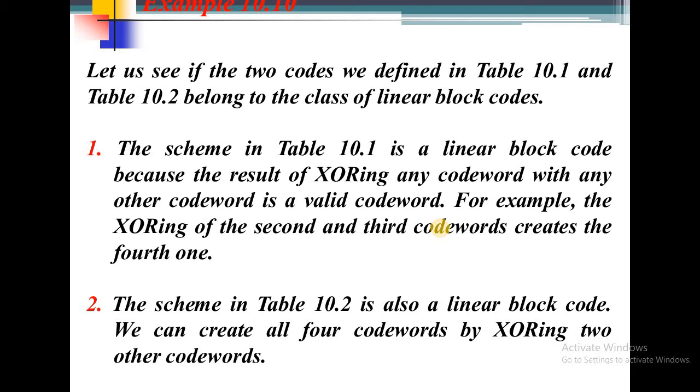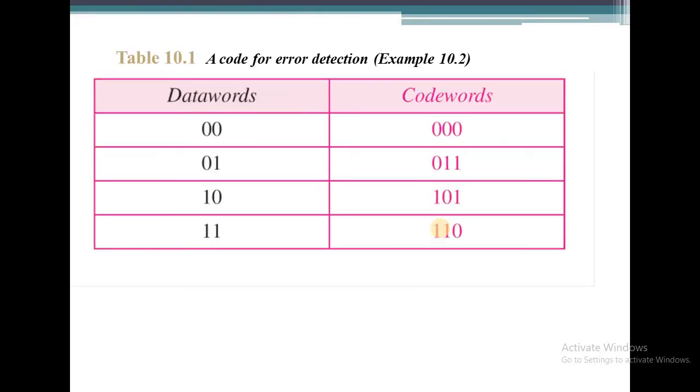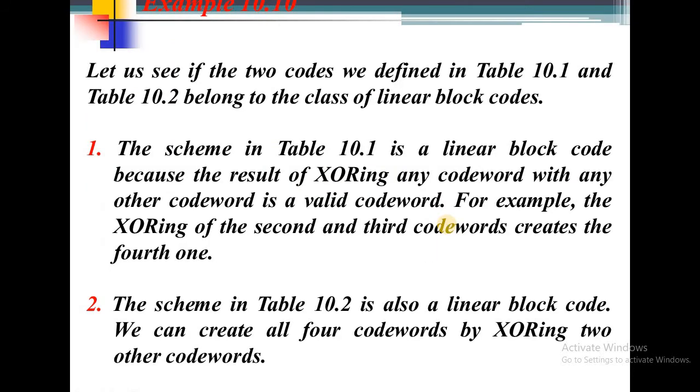Let us see if the two codes we defined in tables 10.1 and 10.2 belong to the class of linear block codes. The scheme in table 10.1 is a linear block code because the result of XORing any two code words is another valid code word. For example, XORing the second and third creates the fourth one. The scheme in 10.2 is also similar to that.